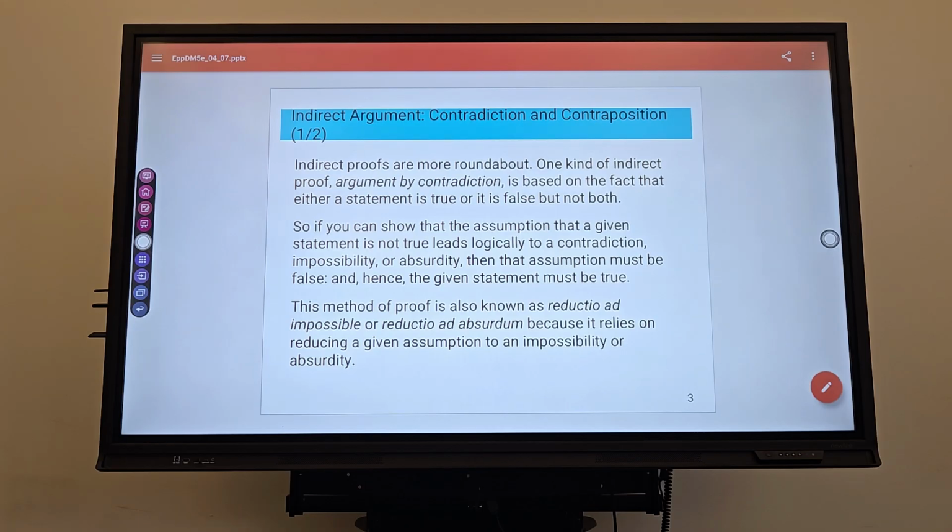So if you can show that the assumption that a given statement is not true leads logically to a contradiction, impossibility, or absurdity, then that assumption must be false. Hence, the given statement must be true. This method of proof is also known as reductio ad absurdum, because it relies on reducing an assumption to an impossibility or an absurdity.